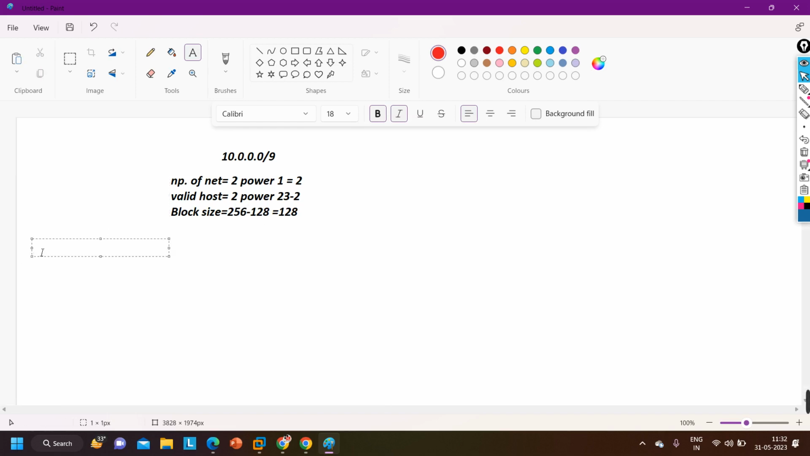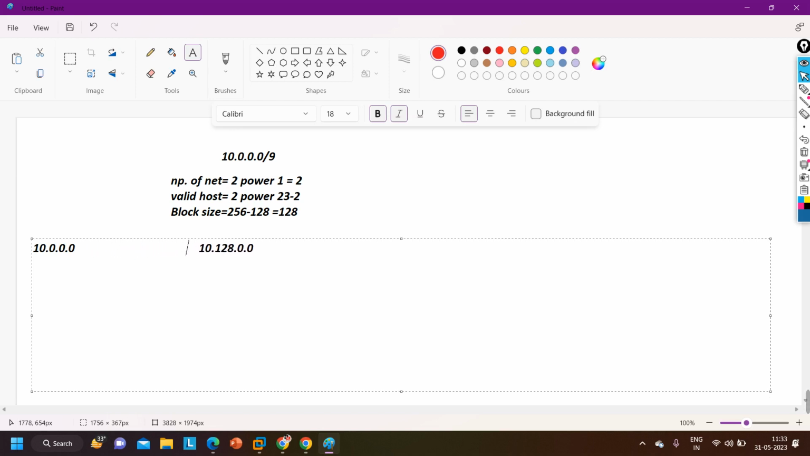First network will be 10.0.0.0. Second network will be 10.128.0.0. Third network? No, we have only two networks. It's very small.